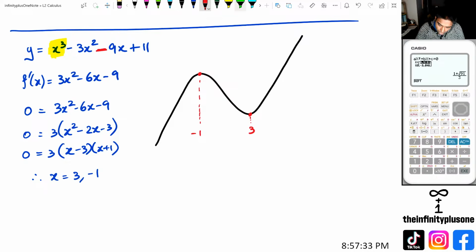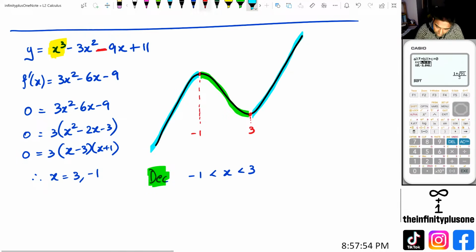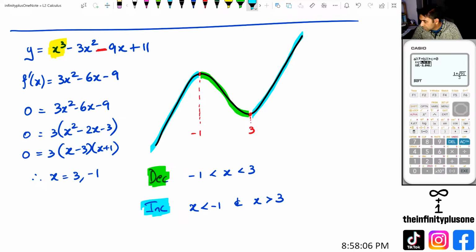Now, I do know that it's decreasing. If they ask this question, for decreasing, I would say it's between -1 and 3, so x is between -1 and 3. This is the decreasing part of it. For the increasing part, I have it outside these 2 values. So for increasing, I can say when x is less than -1 and when x is greater than 3. That's for the increasing part.